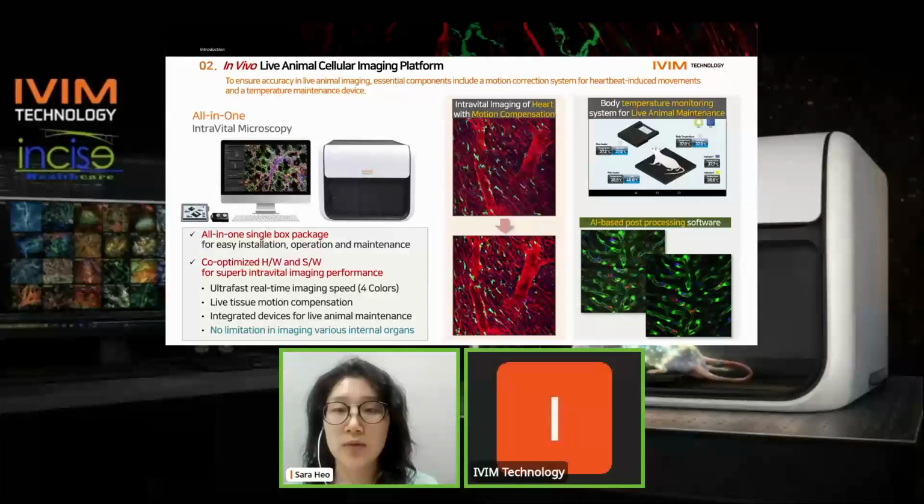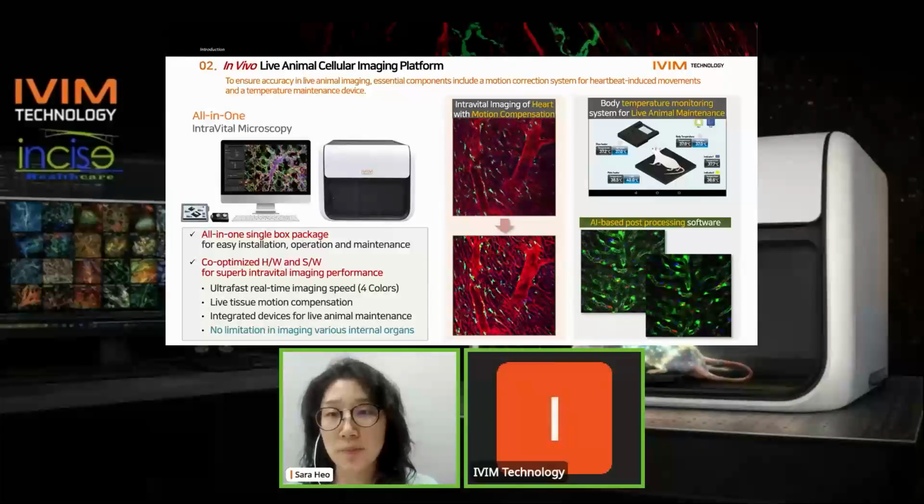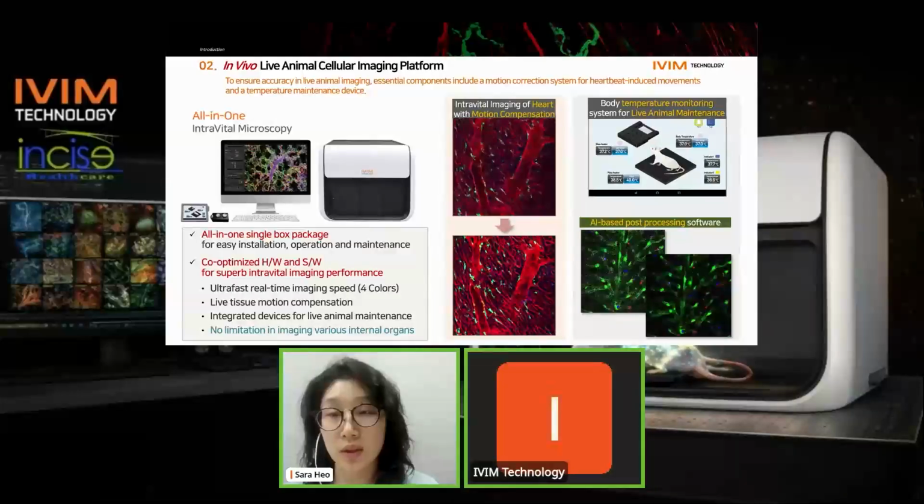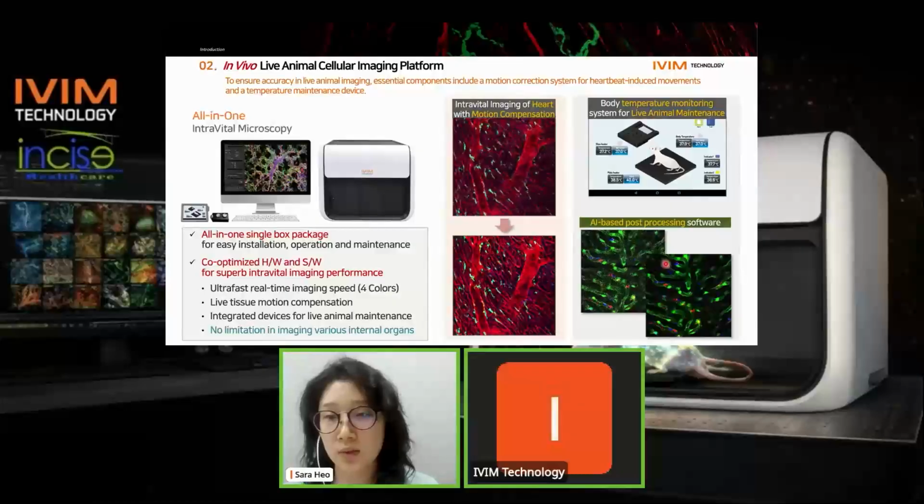Our imaging platform is built for in vivo imaging in live animals, providing an ultra-fast polygon scanner, a real-time temperature monitoring system, motion compensation, and AI-based denoising software. These features allow high-resolution imaging of organs in living animals.